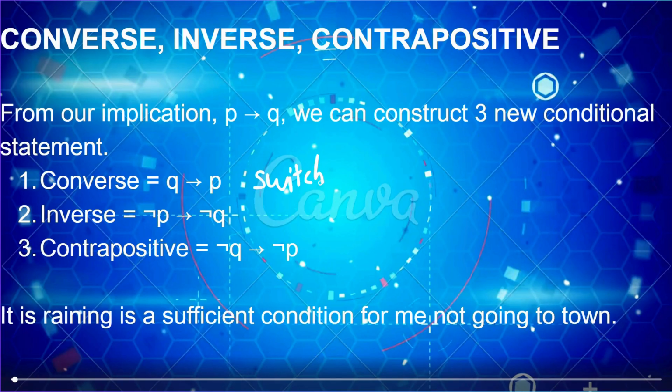The inverse means if not P then not Q. So we need to negate the values to change to the inverse. Next, the contrapositive means if not Q then not P. So we need to switch and negate the values to change to the contrapositive.